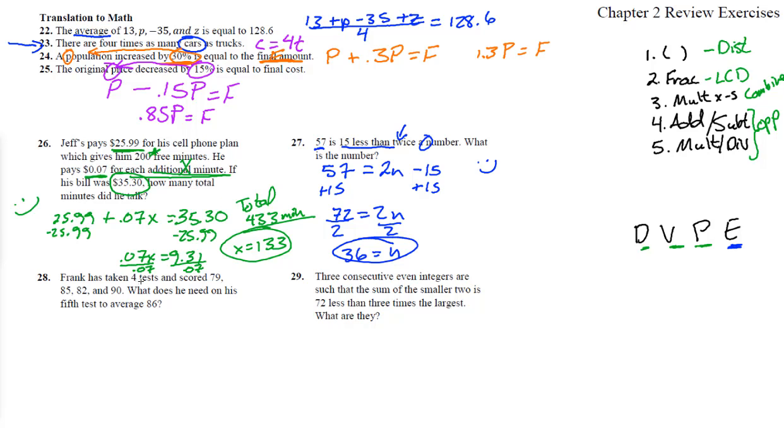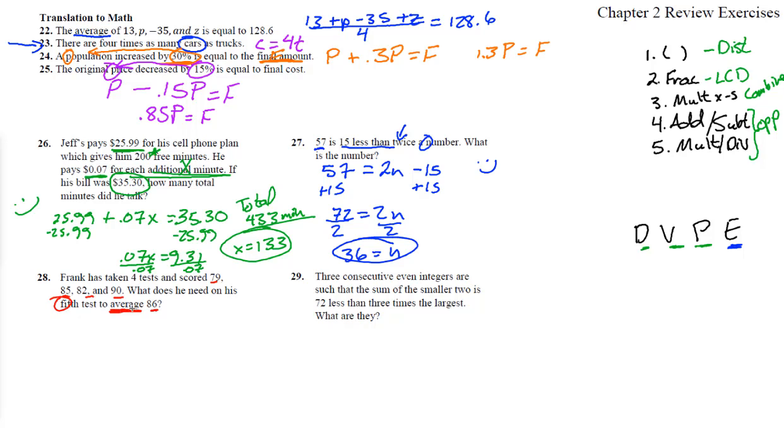Frank has taken 4 tests and scored 79, 85, 82, and 90. What does he need on his 5th test to average 86? So here are our original data points. Average, that's important. We're going to add and divide by 5, 86. What does he need on his 5th test? So there's my variable, f.